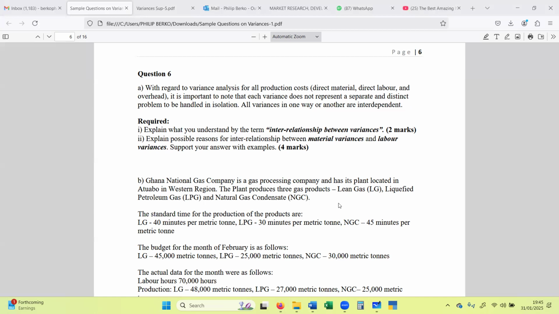Are you getting it? Now you gained on the material by not buying 100, but rather buying 80. But you are now making up that cost in the labor. That is the meaning of interrelationship. And so you just create an example and write it for the examiner. He's saying between material and labor. So can you create any example where your plan and actual between material and labor can have an interrelationship?